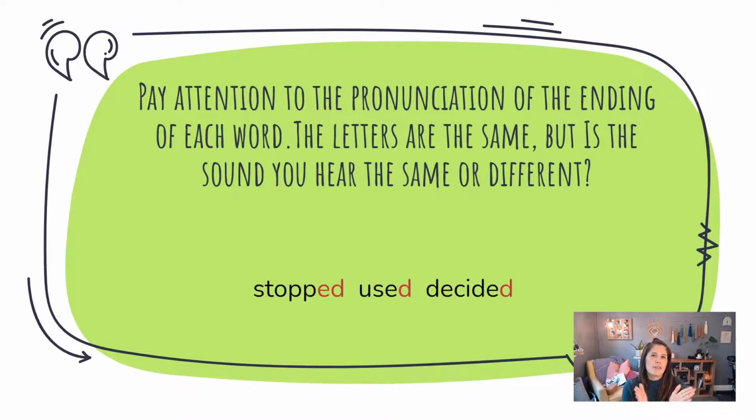I have 3 words down below. Each of those words has the -ed suffix. And I want you, as I read them aloud, to pay attention to the pronunciation of the ending of each word. So you can see that the letters or the spelling is the same, but is the sound you hear the same or different for each word? I'll read them all twice.